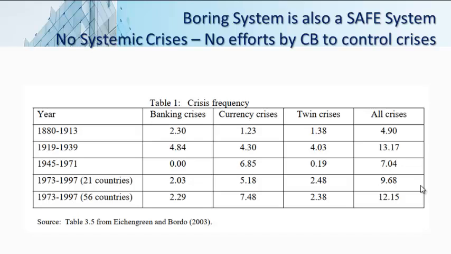There's this periodization table, which shows the crisis frequency. So in the 1945 to 1971 period, you have zero banking crises. This is the post-World War II to the Nixon shock. 71 is exactly the Nixon shock. There were currency crises, exchange rate crises. That happens for different reasons. Twin crisis, when you have both a banking crisis and a currency crisis. So basically the key thing is that then there's 73 to 97. 97 is the East Asian crisis.